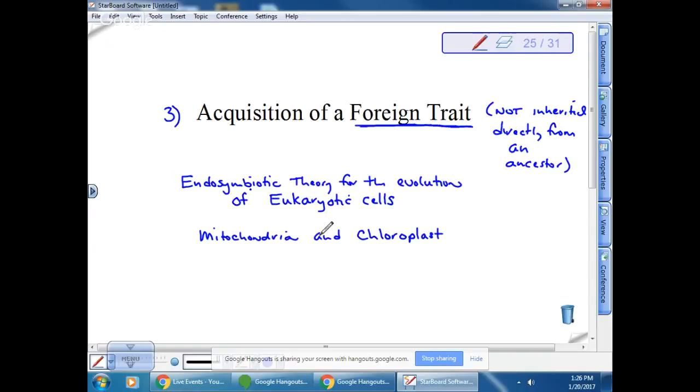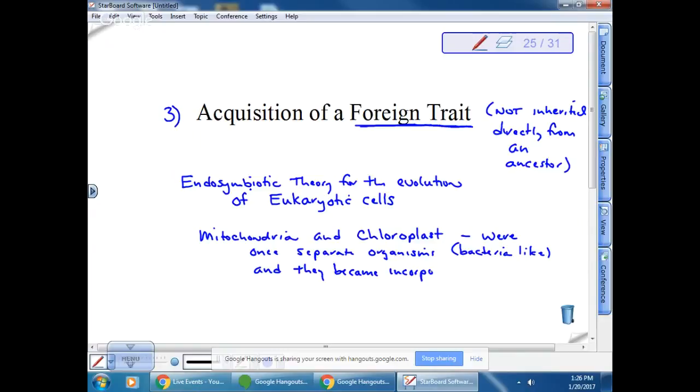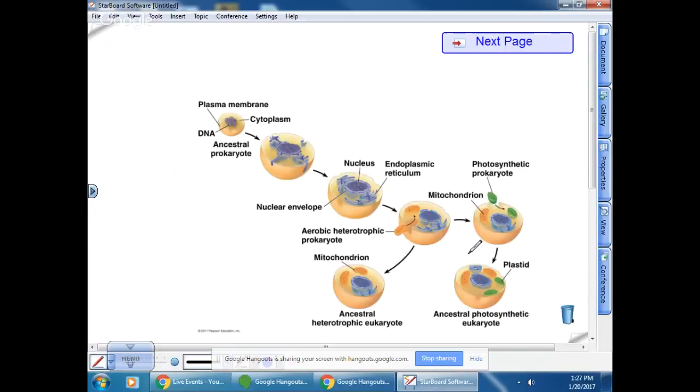So these were once separate organisms. They're bacteria-like. They have DNA that's very much like bacteria, and they became incorporated into the larger eukaryotic cell. So if you Googled this, you would come up with an image and it looks something like this, right?